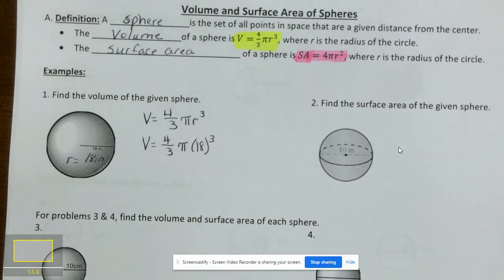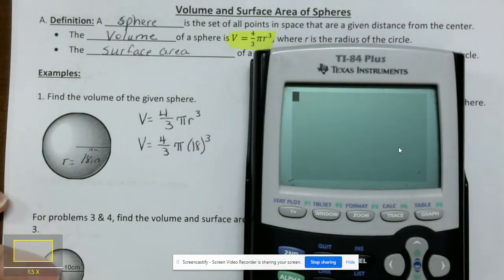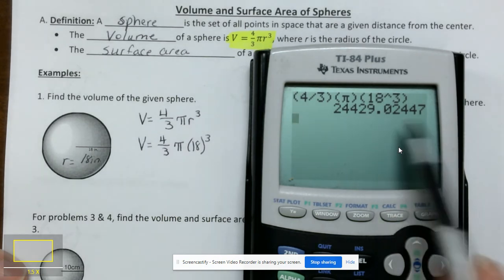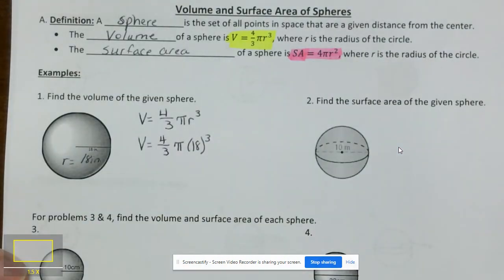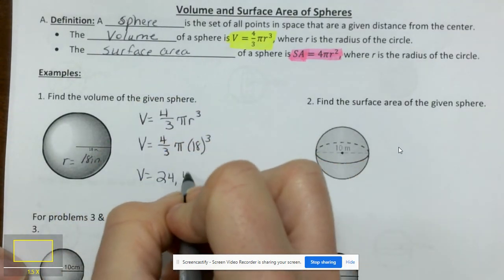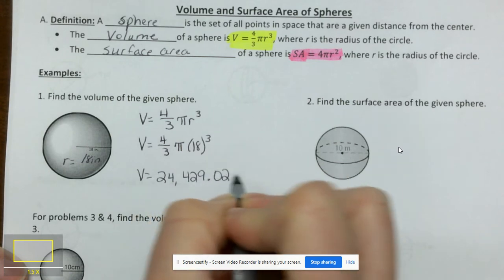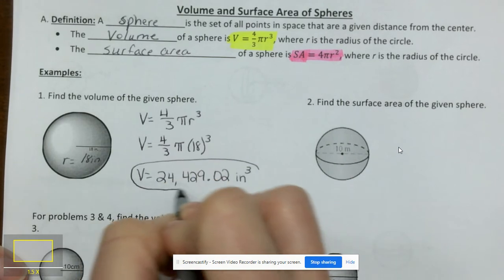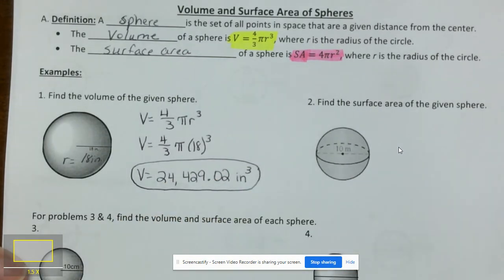So now it becomes a calculator problem. I'm going to put in 4/3 times pi times 18 raised to the third power. Okay, we get 24,429.02. So our volume is 24,429.02, and again, it's inches cubed. Remember, anytime we're talking about volume, then we're talking about inches cubed, okay?